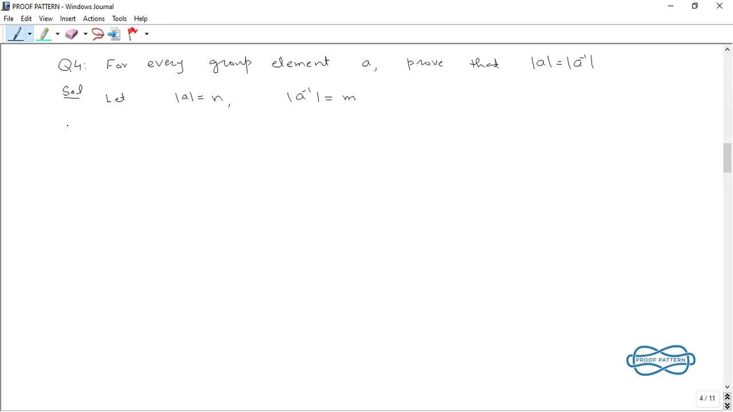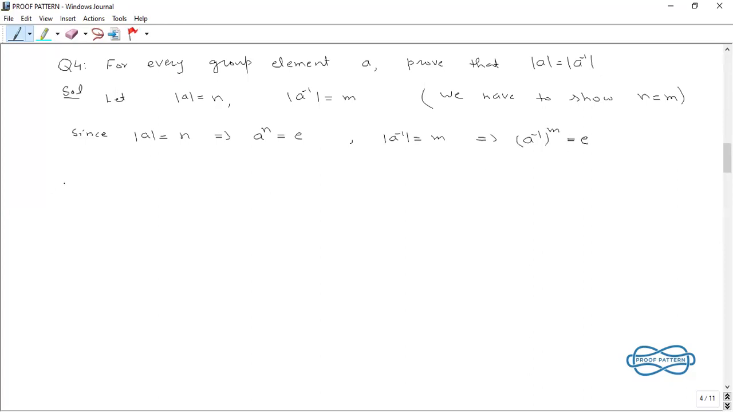We have to show that n is equal to m. Okay. Now since the order of A is n, this means A to the power n is the identity, and the order of A inverse is m. This means A inverse to the power m is the identity.